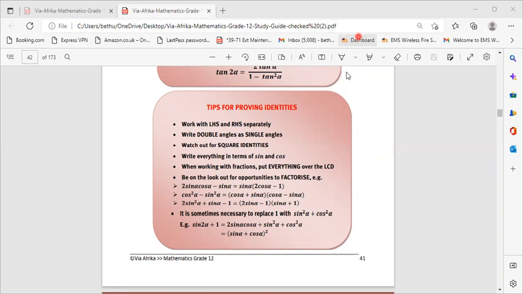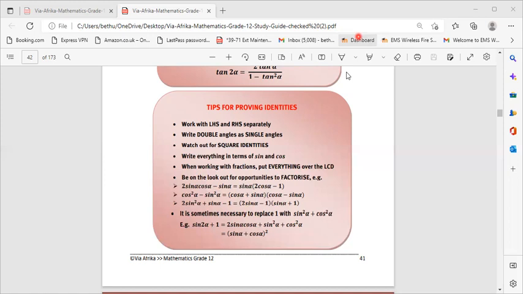Next example, if you're given 2 sine squared alpha plus sine alpha minus 1, you can express it as, open your first bracket, 2 sine alpha minus 1, multiplied by the second bracket being sine alpha plus 1.